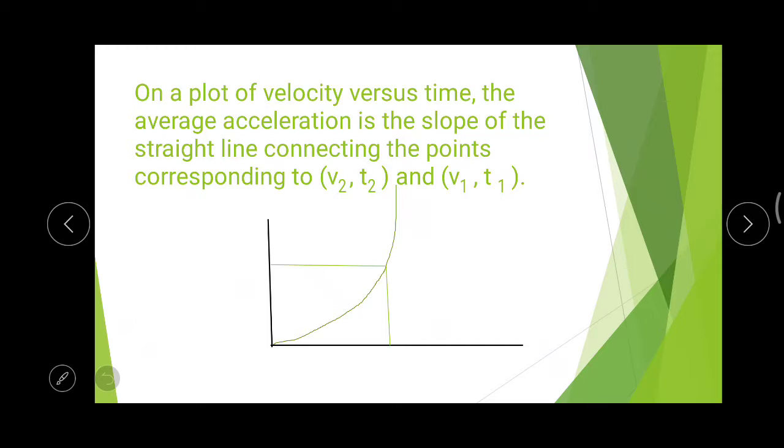In the case of the position-time graph, the slope was giving us the value of average velocity, whereas the slope of the velocity-time graph is giving us the value of average acceleration.